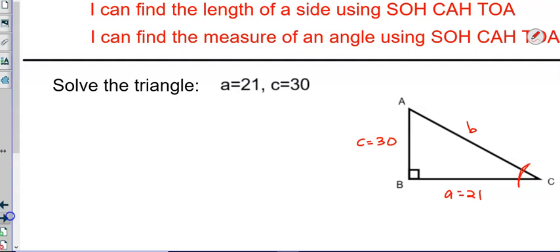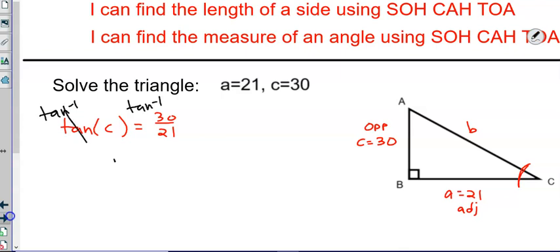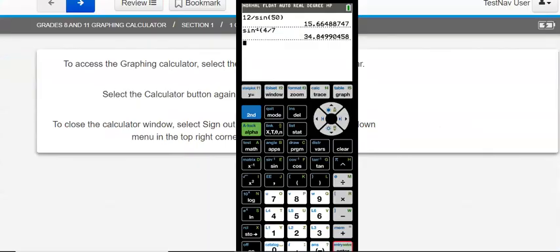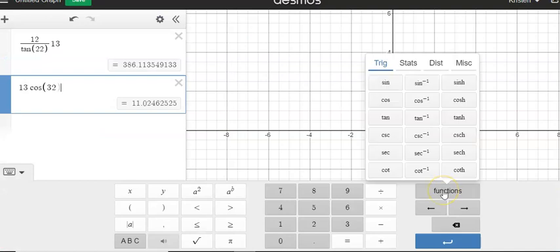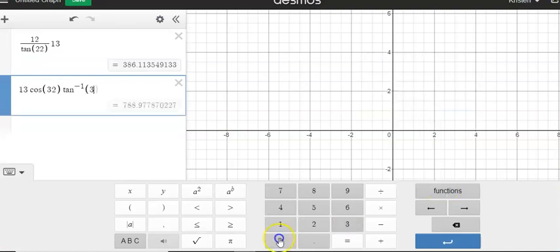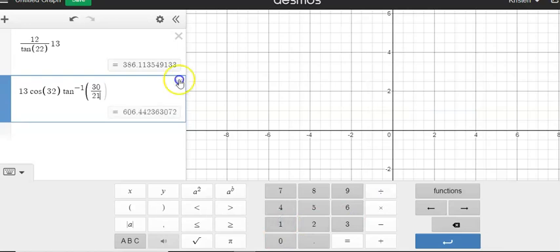So according to angle C, we are given the opposite side and the adjacent side, which would be tangent. So we could do tangent of C is equal to 30 over 21. And then remember, to undo a tangent, we would take the inverse tangent of both sides. So we would type in our calculator inverse tangent 30 divided by 21. You can do that on Desmos too if you want. Inverse tangent 30 divided by 21. Oh, shoot.